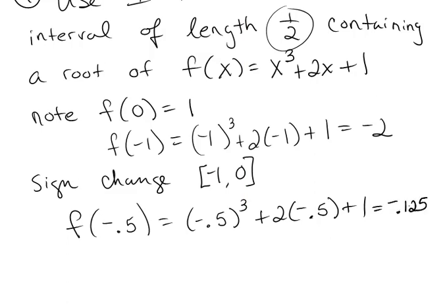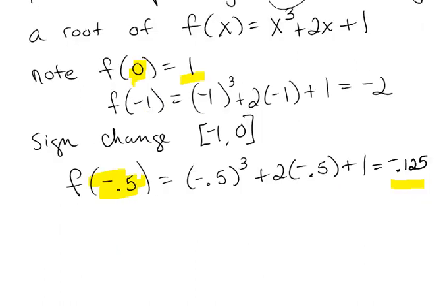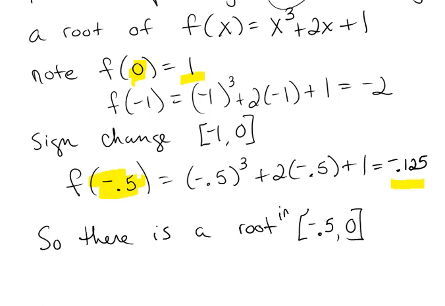Okay, so that tells me that the interval I could use is from negative 0.5 to 0, because I'm going to have a sign change: it goes from negative 0.125 and then it's positive 1. So I still have that sign change occurring on the interval from negative 0.5 to 0. And that's all I need, because that interval has a length of 1/2. So there is a root in the interval from negative 0.5 to 0, and the intermediate value theorem guarantees that that is in fact the case.